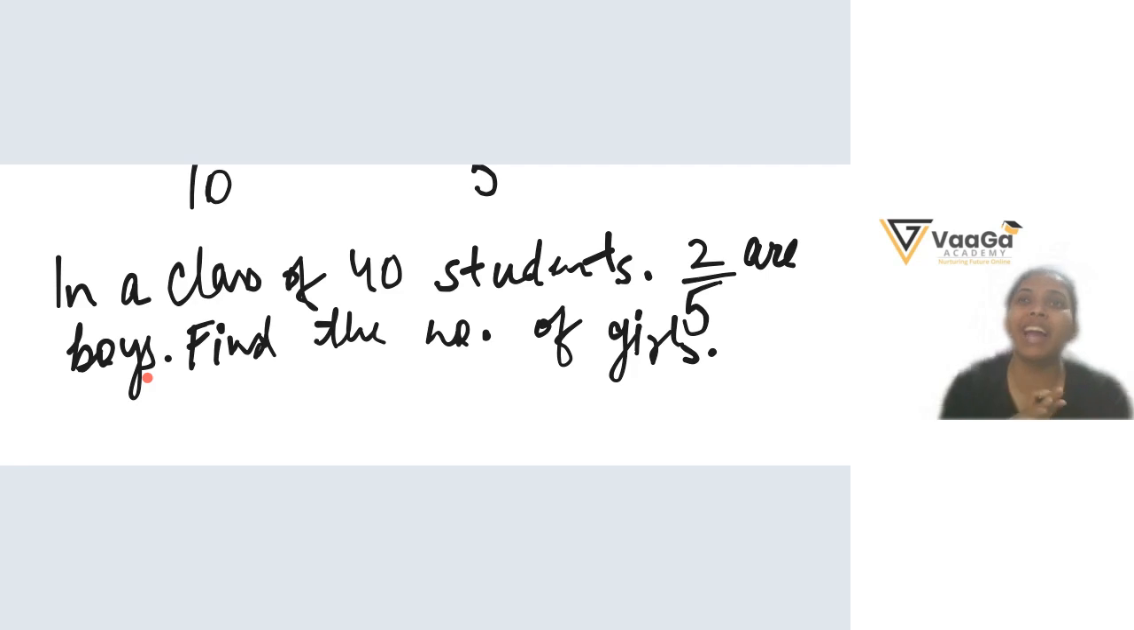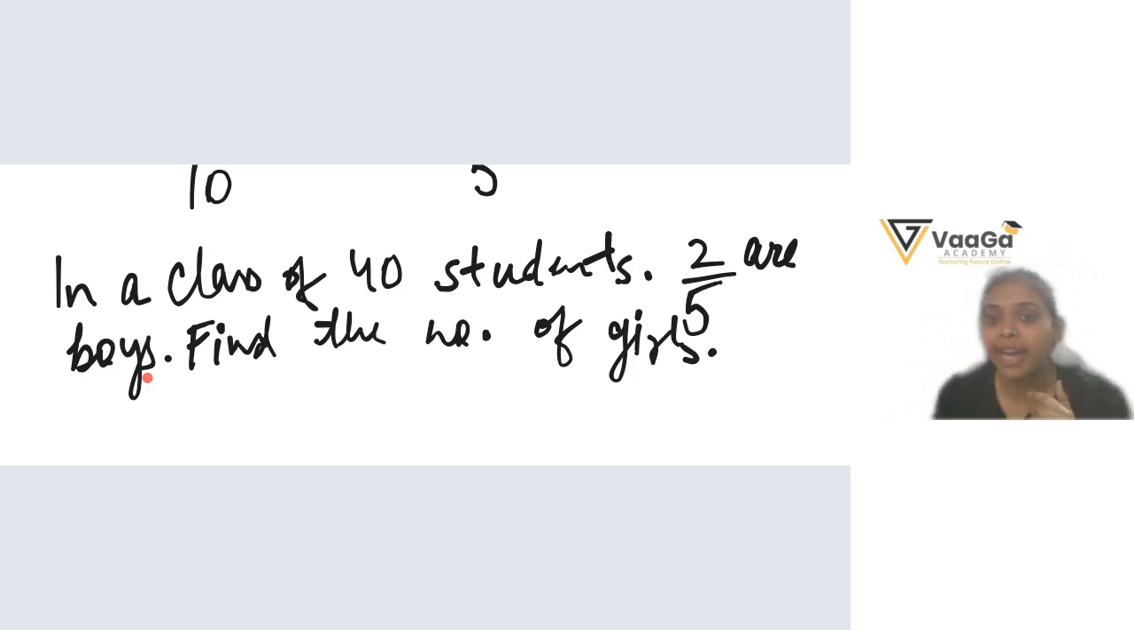Let's look at it like this. Let's say you have a pizza which has 8 slices, okay? And I said you have eaten half of it. So what is half of 8? 4. So first you find out what is half. Here it says in a class there are 40 students and 2 by 5 are boys. 2 by 5 of what are boys? 40.